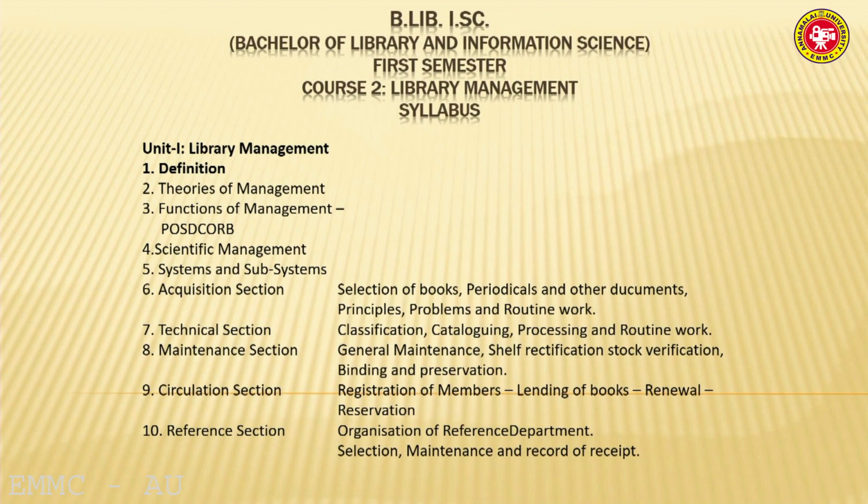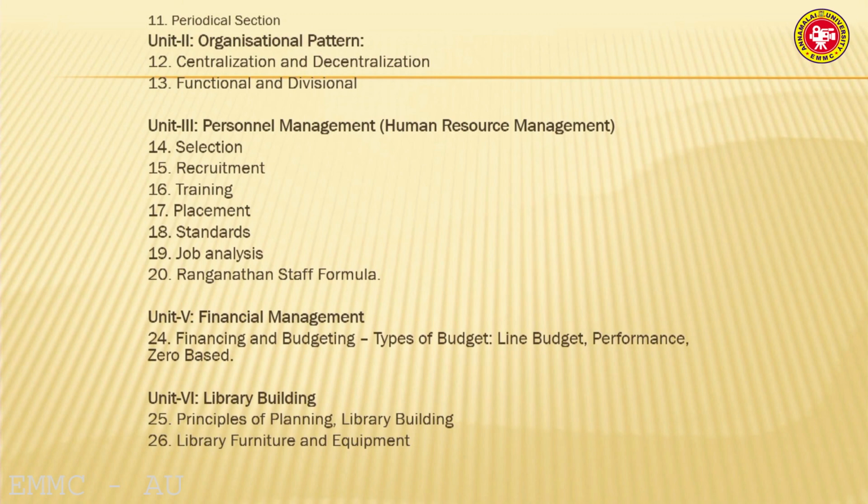The first unit covers the library management aspects related to theories. The first one is the definition, the second one is theories of management, then functions of management, including POSDCORB, then the fourth one is scientific management, the fifth one is system and subsystem. The system is divided into a number of sections: the acquisition section, technical section, maintenance section, circulation section, reference section, and the periodical section.